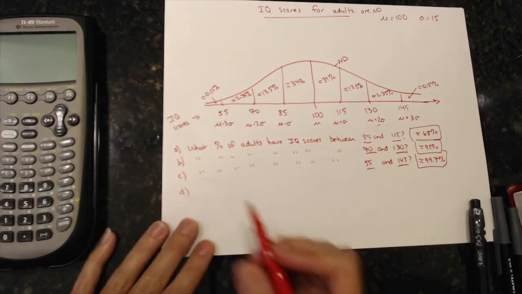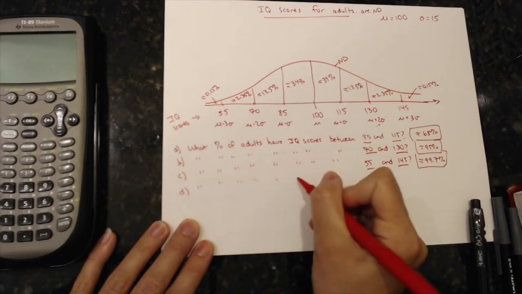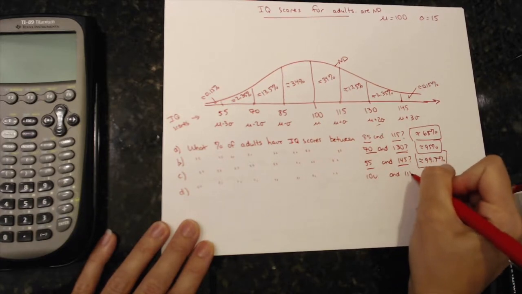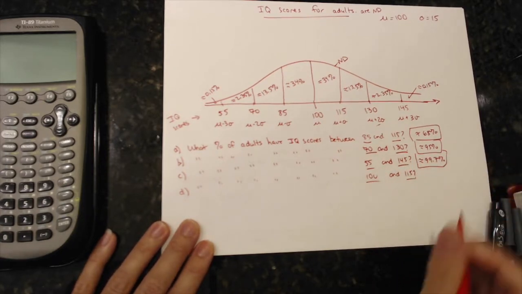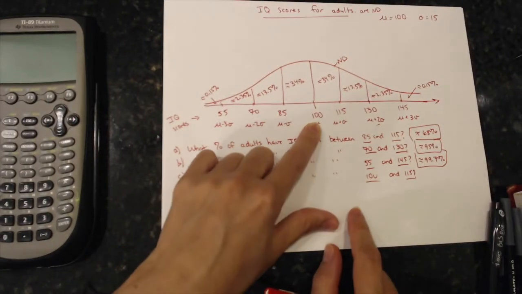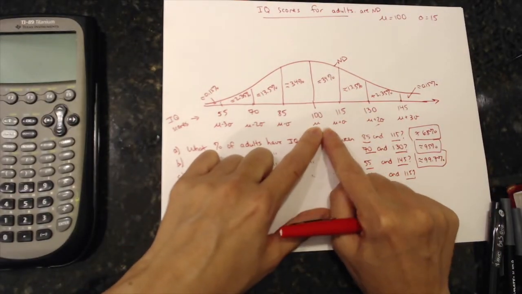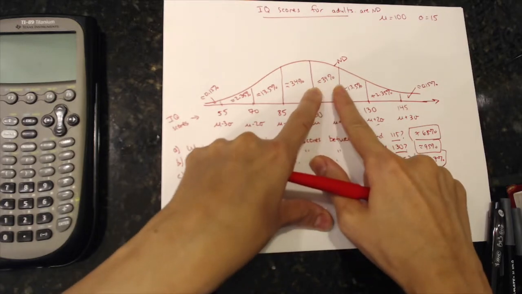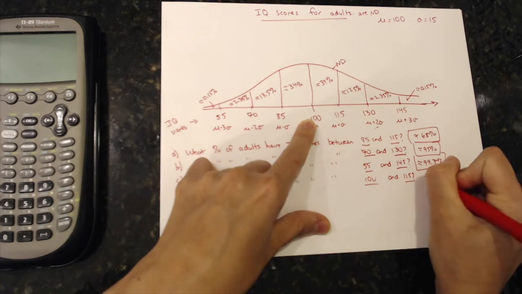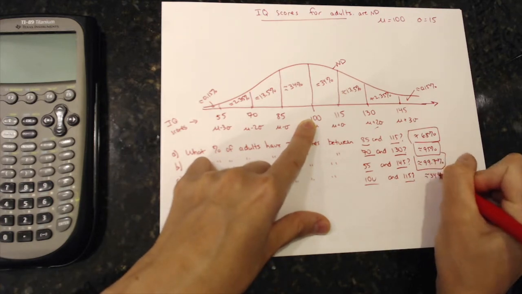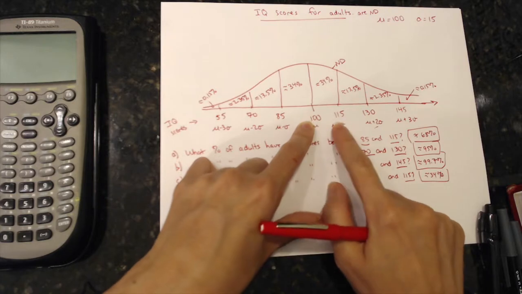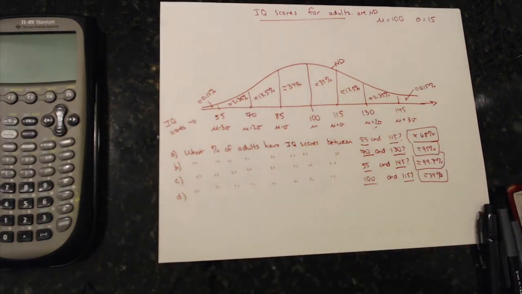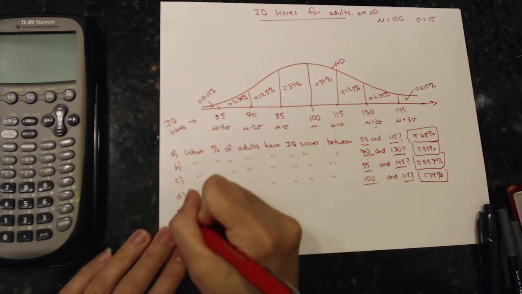Now I could be more specific here because we already separated our areas. So here, a little bit more specific. What percentage of adults have IQ scores between 100 and 115? Well, where is 100 and 115? 100 is the center and the mean. 115 is one standard deviation above the mean. So because we already split up our areas, what do we say? We say approximately 34% of all our data values lie between 100 and 115, or approximately 34% of IQ scores are between 100 and 115.